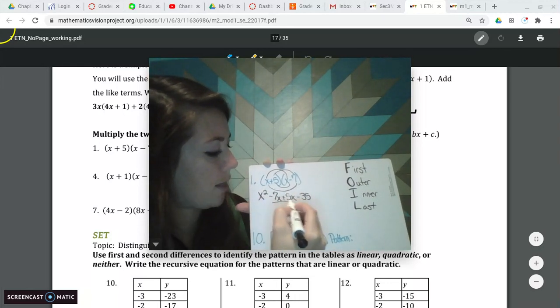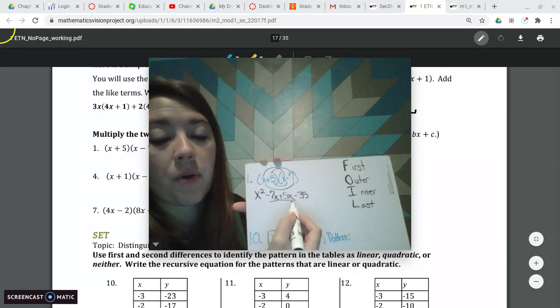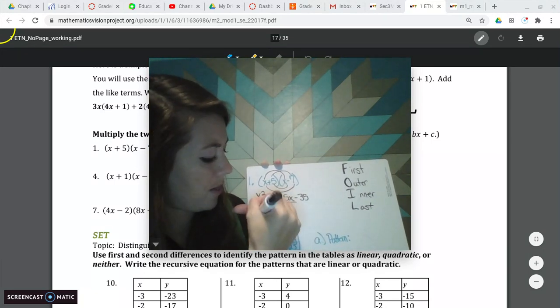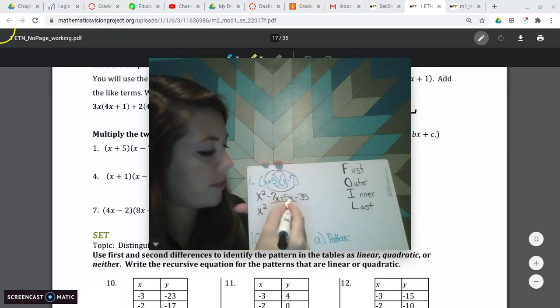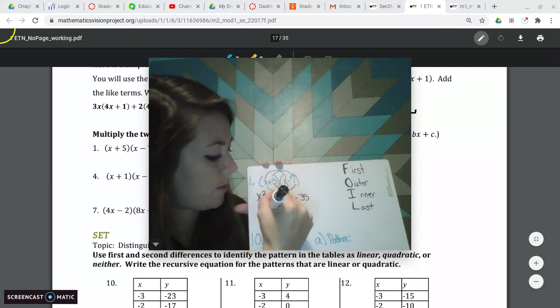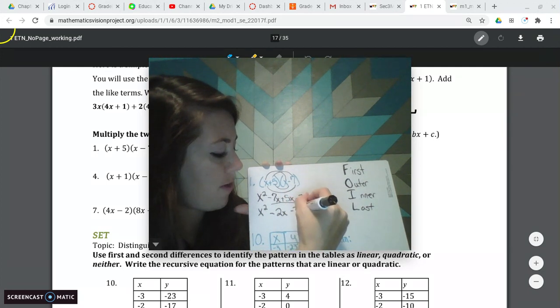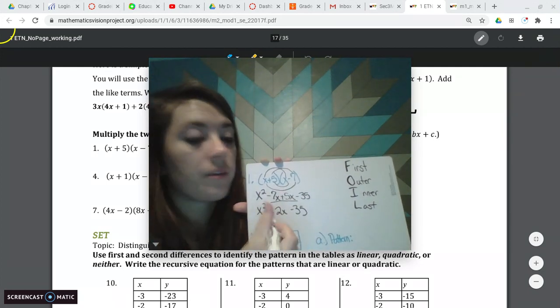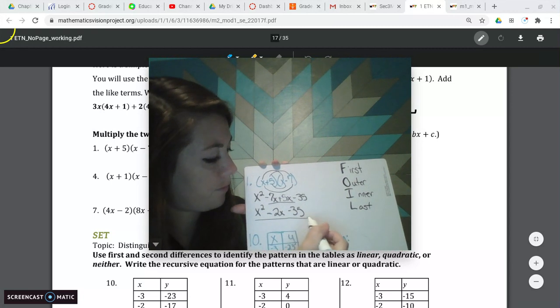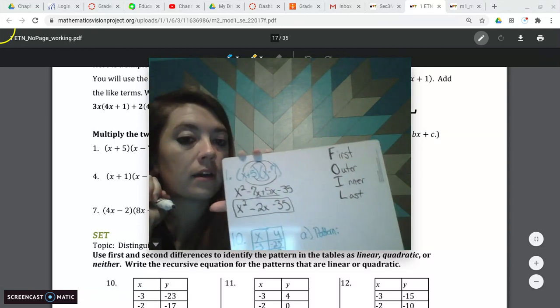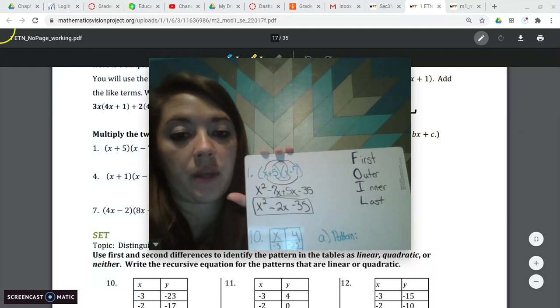Now, we combine like terms. We have two terms that both have an x. So the x squared stays. Negative 7 plus 5 is going to give us a negative 2x, minus 35. That's our answer. This is using FOIL to multiply the two binomials together.